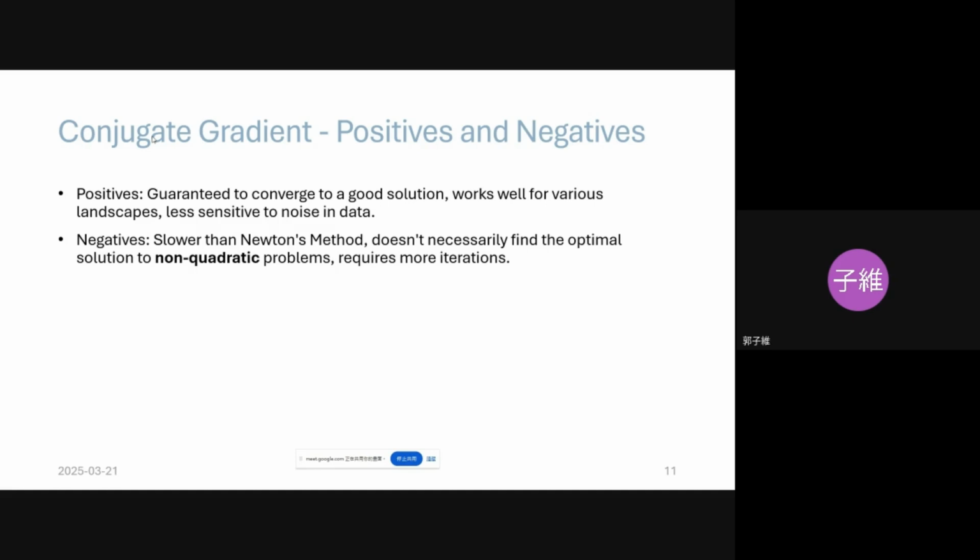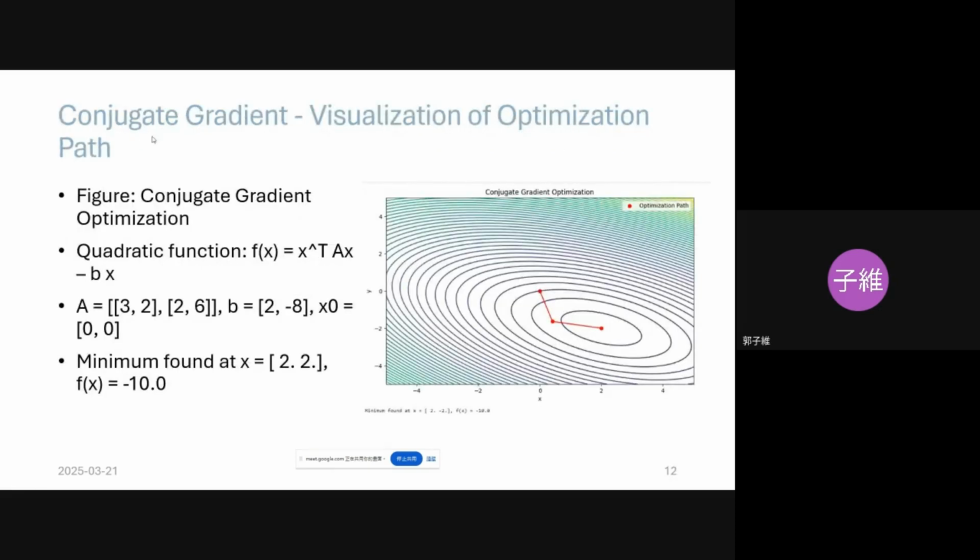Here are the goods and bads about this method. It's guaranteed to converge to a good solution, it works well for various purposes, and it's less sensitive to noise. But it's slower than Newton's method and doesn't necessarily find the optimal solution for non-quadratic problems. Quadratic means functions like x squared, and it requires more iterations. So there are goods and bads about all three methods, and comparison is required. Okay, here's the example.